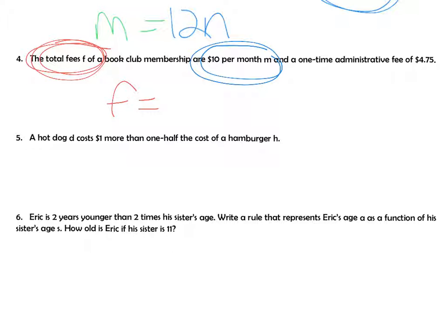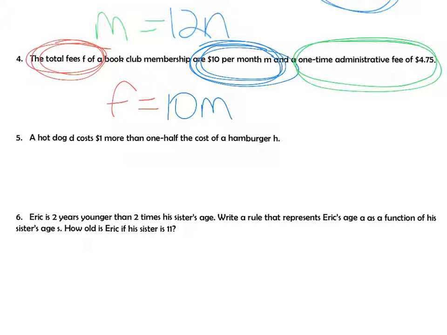Well, how am I going to find the total fees? There's two things that go into this total fees. I've got this $10 per month charge. Well, $10 per month would be $10 times how many months I'm in the book club, so 10M. But that's not the only thing that factors into this. I also have a one-time administrative fee. So I only have to pay it one time. So we're going to say plus $4.75. So that's what that one would look like.